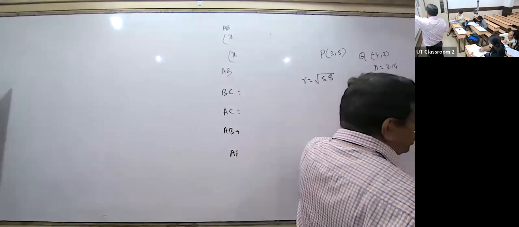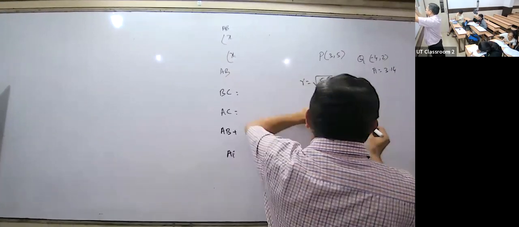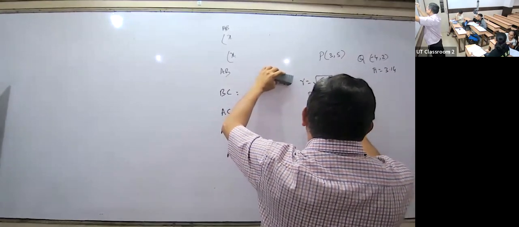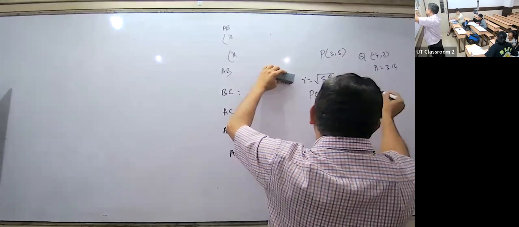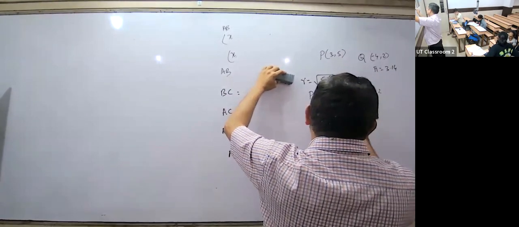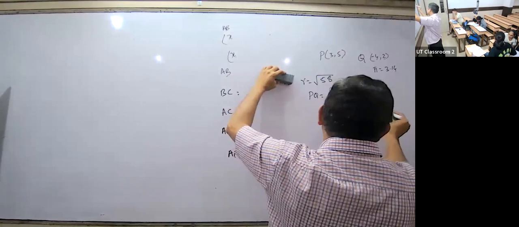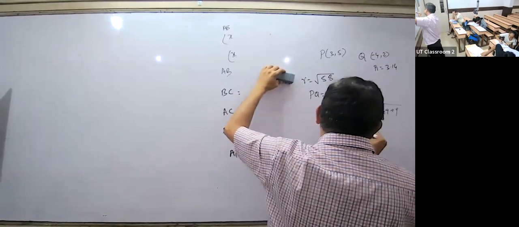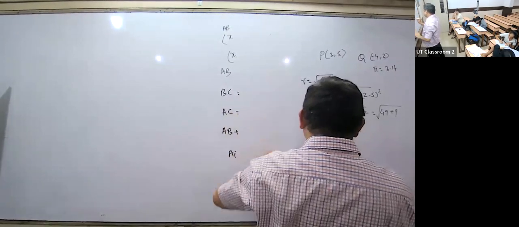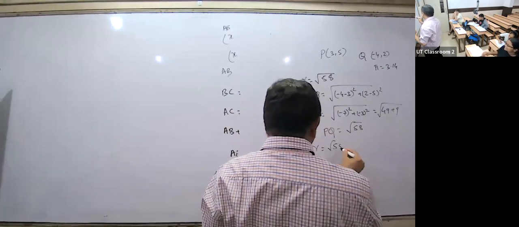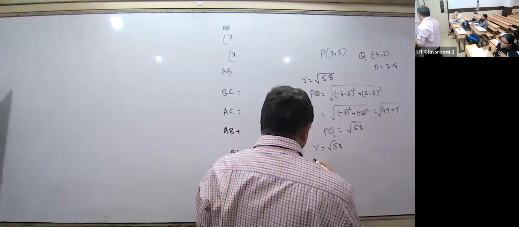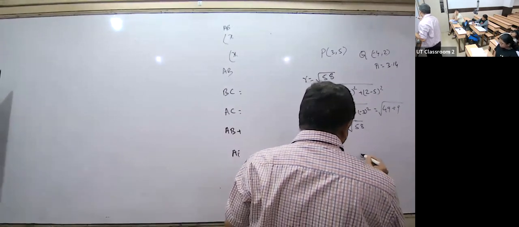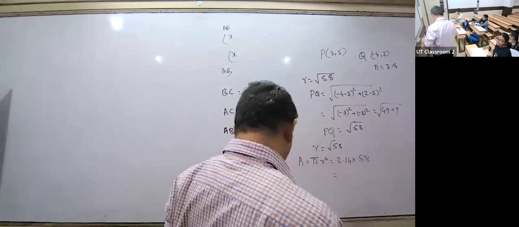PQ is the root of minus 4 minus 3 whole square plus 2 minus 5 whole square. That is minus 7 whole square plus minus 3 whole square, 49 plus 9, root 58. That is PQ. Therefore, radius is equal to root 58, and area is equal to pi r square. That is 3.14 times 58. Multiply and get the answer. That is the answer.